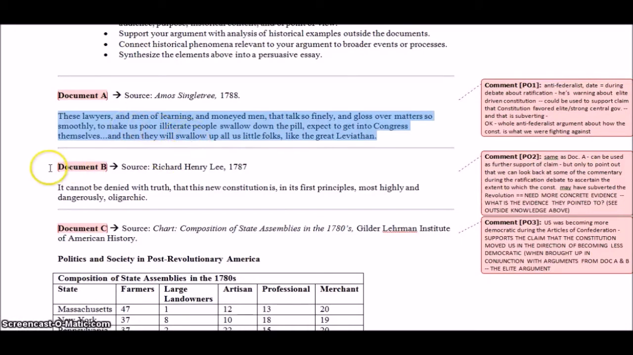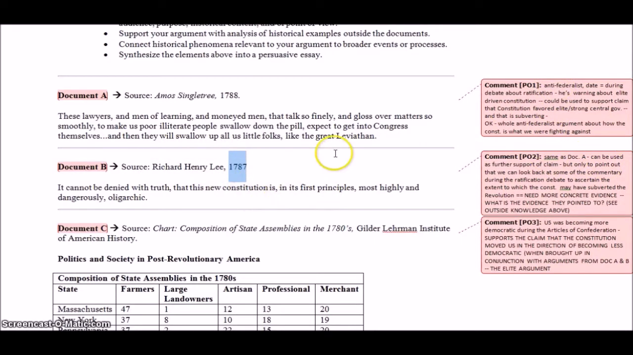All right. And we can say much the same thing about document B here. Richard Henry Lee. Now, a couple of you might know who he is. If you've seen the HBO miniseries John Adams, he's the guy with the bandages on his head in the Constitutional Convention. I'm sorry, the Continental Congress. But again, you probably don't know who he is.